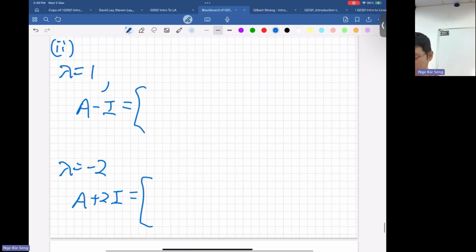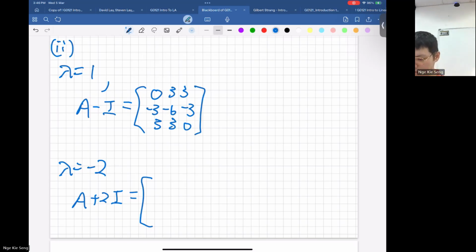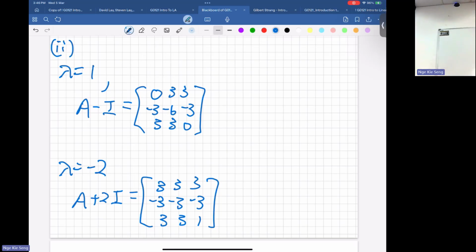Okay, I think I can see properly. 0, 3, 3, minus 3, minus 6, minus 3, 3, 3, 0. And then plus 2 become 3, 3, 3, minus 3, plus 2, so become minus 3, minus 3, 3, 3. Okay. Hey, can you see that in this kind of question, your matrix become more regular?